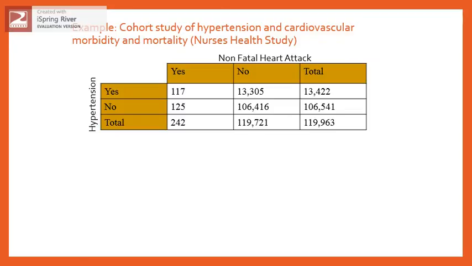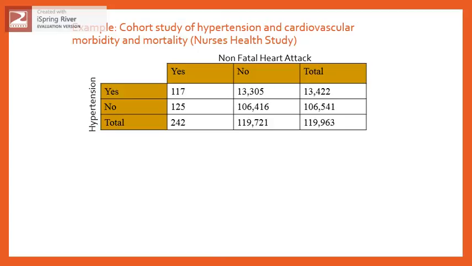Alright, here's another example. This is from a cohort study, so remember that's when we follow people over time. Cohort study of hypertension and cardiovascular morbidity and mortality. Morbidity means disease, mortality means death. So this data is from the Nurses' Health Study. Okay, so what you see here is hypertension. Either they have hypertension, that's high blood pressure, or they don't. And then non-fatal heart attack. Did they have a heart attack but not die from it?